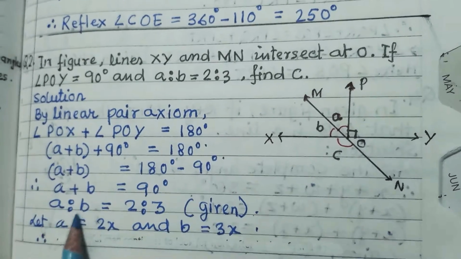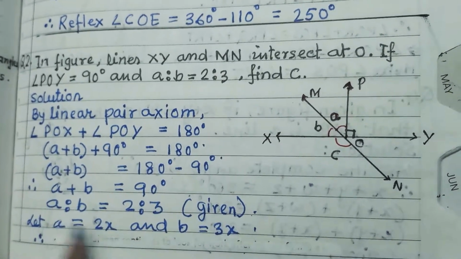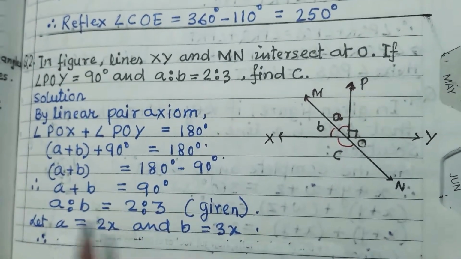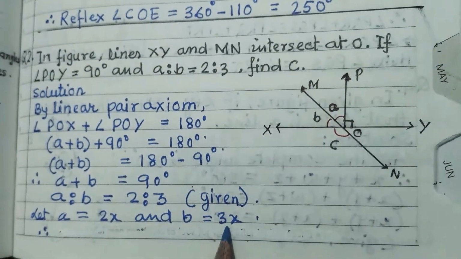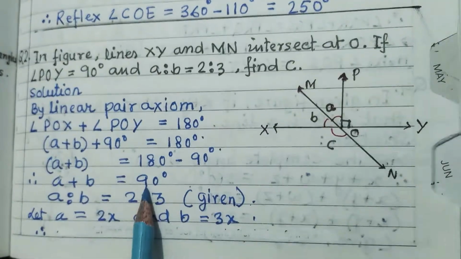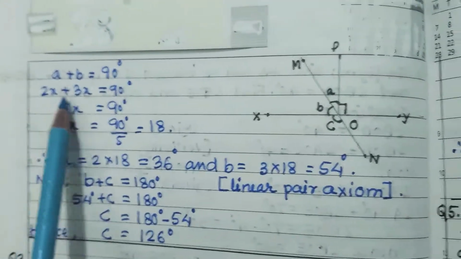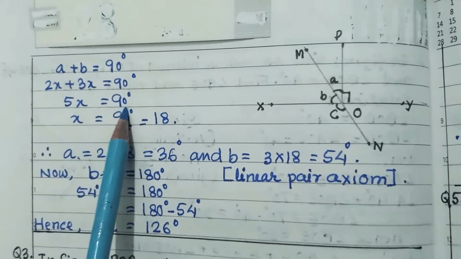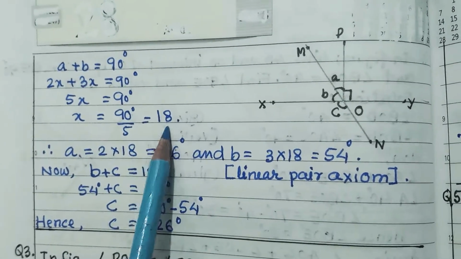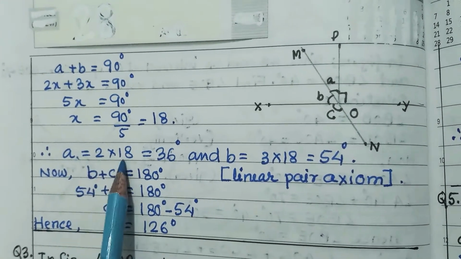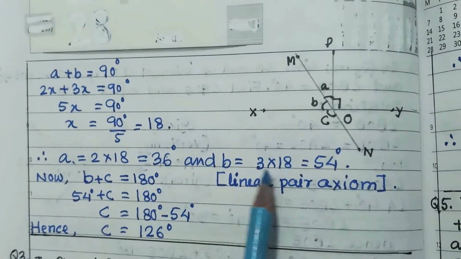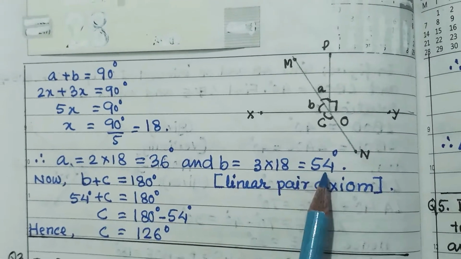Suppose a ratio b is equal to 2:3. Then a is equal to 2x and b is equal to 3x. Now 2x plus 3x is equal to 90. This is the equation: 5x equals 90, x equals 18. Now multiply it: a is equal to 2x, 2 into 18, which is 36, and b is equal to 3 into 18, which is 54.